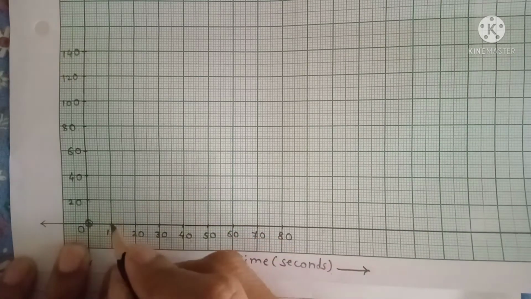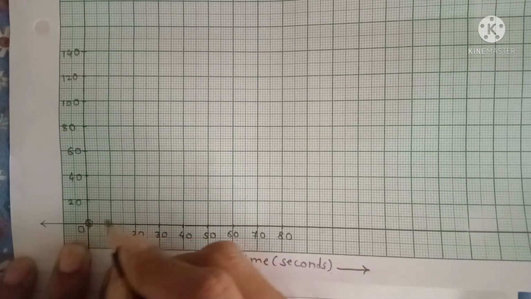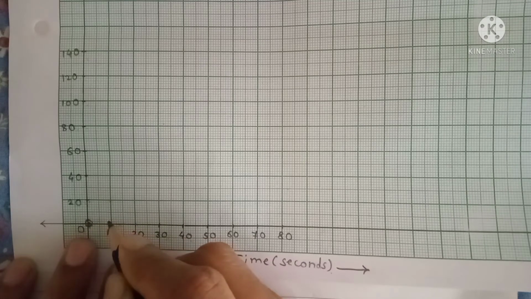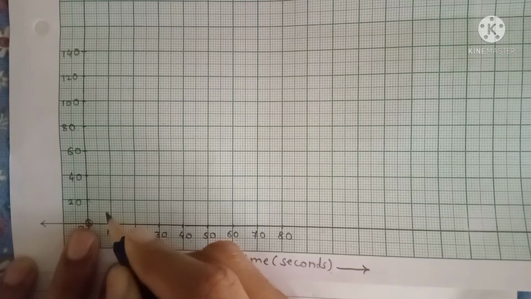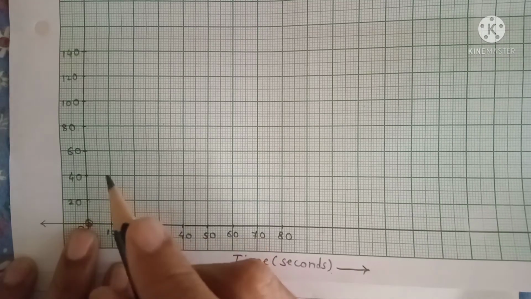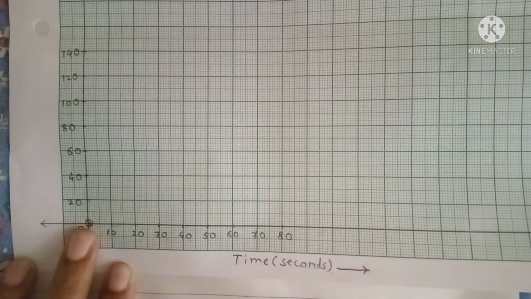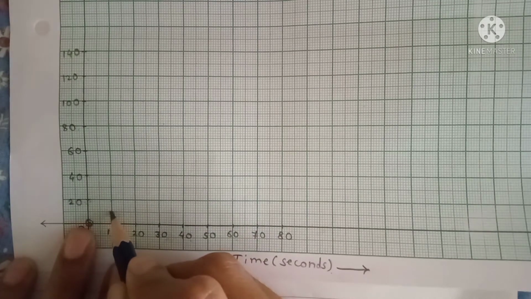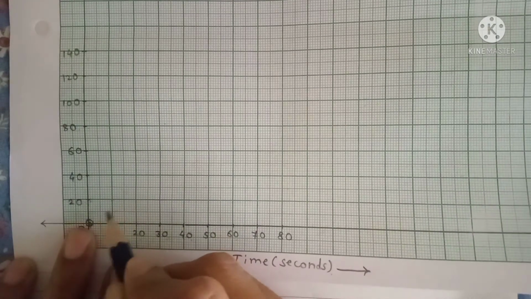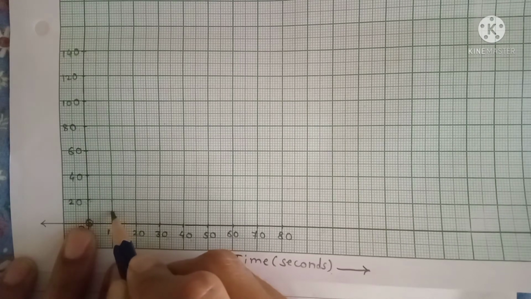So let us see how to mark this. One small line is equal to 2 meters, means 2 small lines are equal to 4 meters, 3 small lines are equal to 6 meters, 4 small lines are equal to 8 meters, and 5 small lines are equal to 10 meters. Now here we have to take 15 meters. So that 15 meters will be after this small line. This is the fifth line, children, and the fifth line means 10.